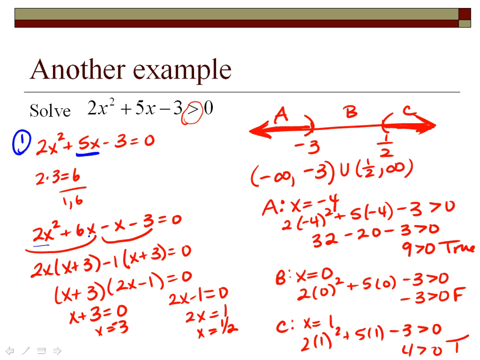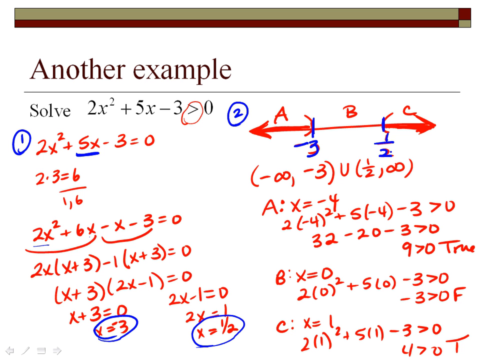Between 2x squared and 6x is a 2x in common, and that leaves an x plus 3. Between a negative x and a negative 3, we have a negative 1 in common, and that leaves an x plus 3. So our factored form is x plus 3 times 2x minus 1 equals 0. I set each of those equal to 0 to get x plus 3 equals 0, so x is negative 3, or 2x minus 1 equals 0. So when we solve that, we get 1/2. And then the next step would be to place the negative 3 and the 1/2 on the number line.